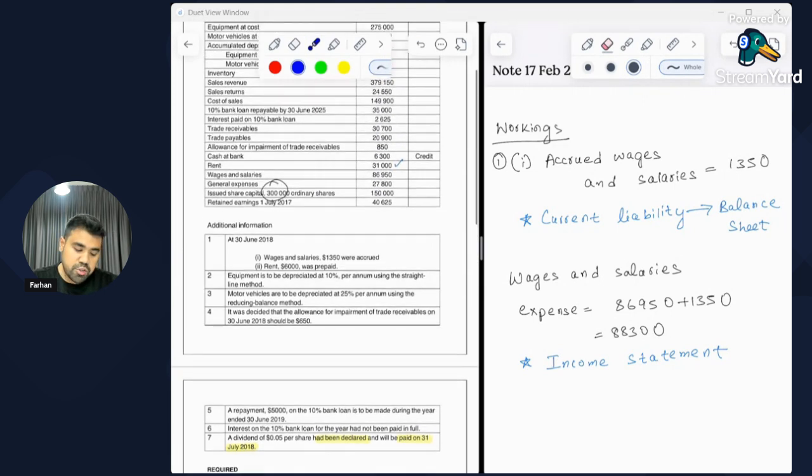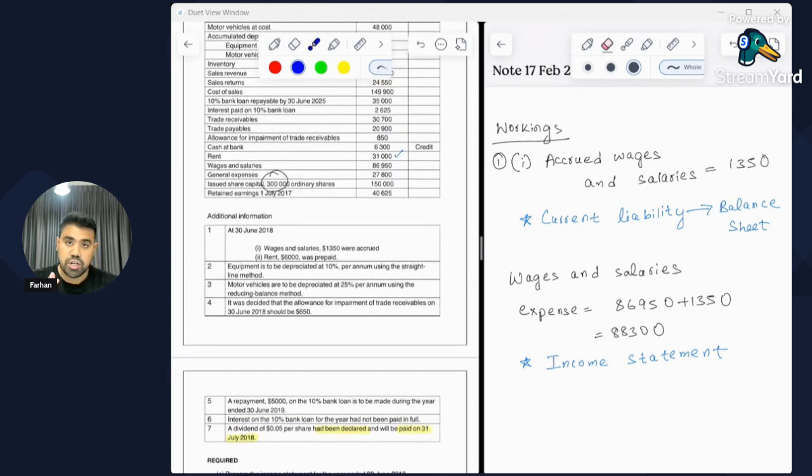All right, so let's look into the workings, starting with the first additional information that we're given. At 30 June 2018, wages and salaries of $1,350 were accrued. All right, so what do we understand by that? Accrued wages and salaries of $1,350 refers to a current liability. What do we understand by the word accrued? This means that wages and salaries in expenses have been incurred, but we haven't paid our staff yet. We haven't paid our employees yet. We have used their labor, we have used their hard work to help us run the business, but we are still yet to pay them.